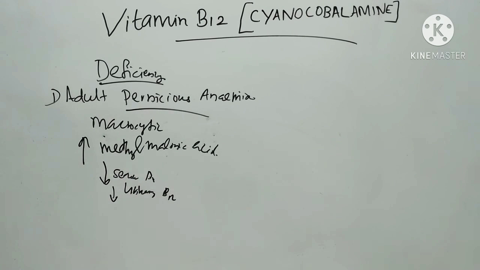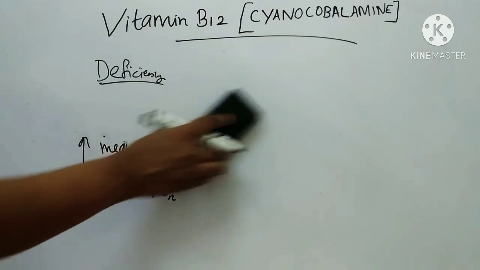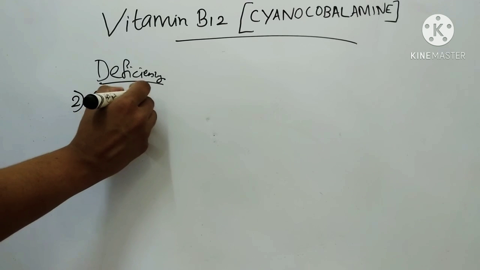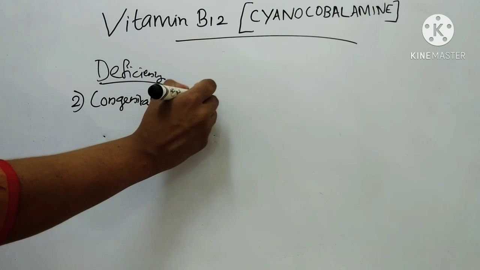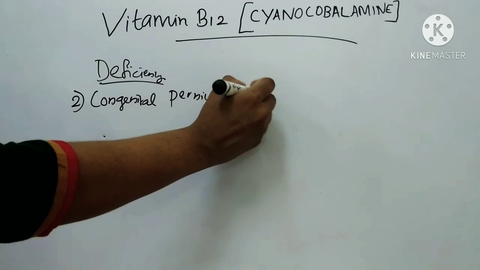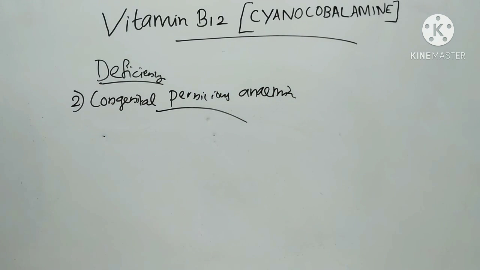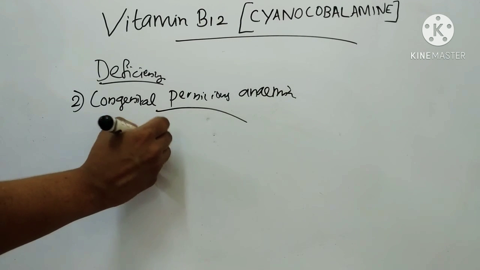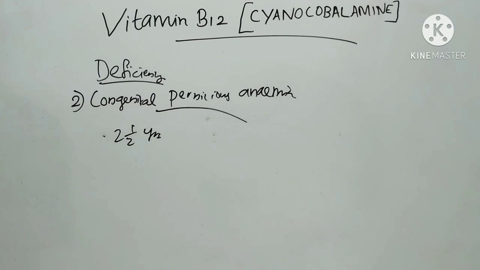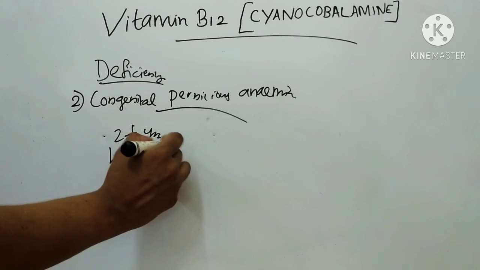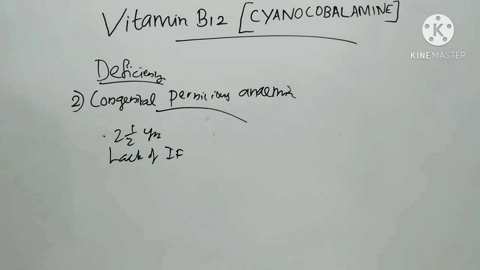Second deficiency is congenital pernicious anemia. It occurs in the postnatal period, before 2.5 years of age. It is due to lack of intrinsic factor. It is not accompanied by gastric acid secretion.